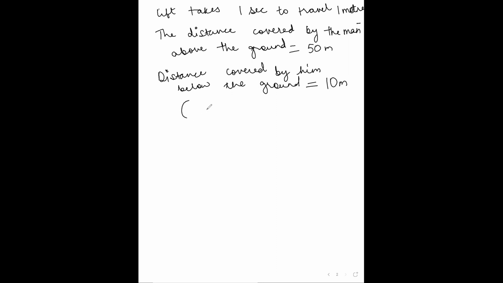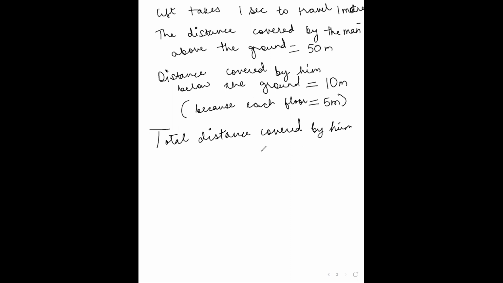And you can write in the bracket, because each floor is 5 meters. And he is covering 2 floors, right? Below the ground, he's covering 2 levels of the basement. So total distance covered by him is equal to 50 plus 10 meters is equal to 60 meters.